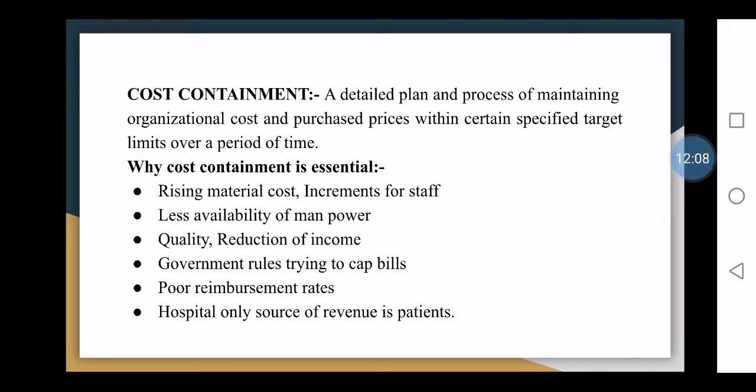Hospital, the only source, as I have told, is patients. If it is some other shops, we know that all particular age groups or different types of people come in, they have multiple uses. But in hospitals, it is needed only by patients, those who are having a disease. So all these things lead to an essential need for cost containment. So we have to keep the cost in a target limit for a particular period.